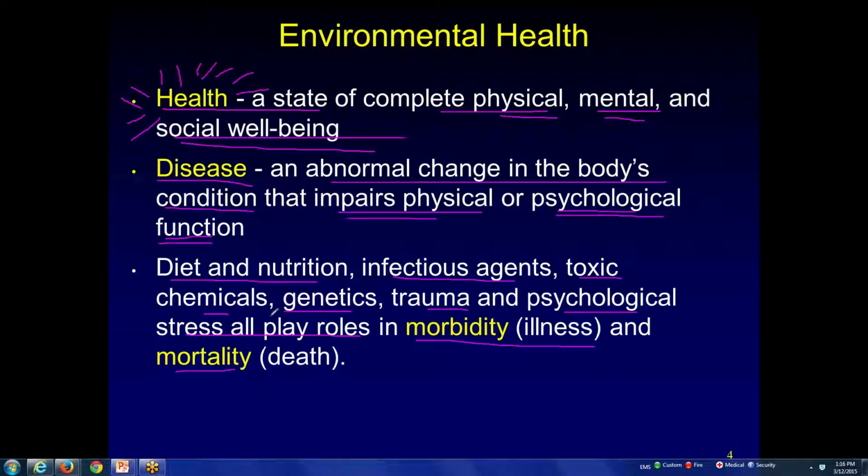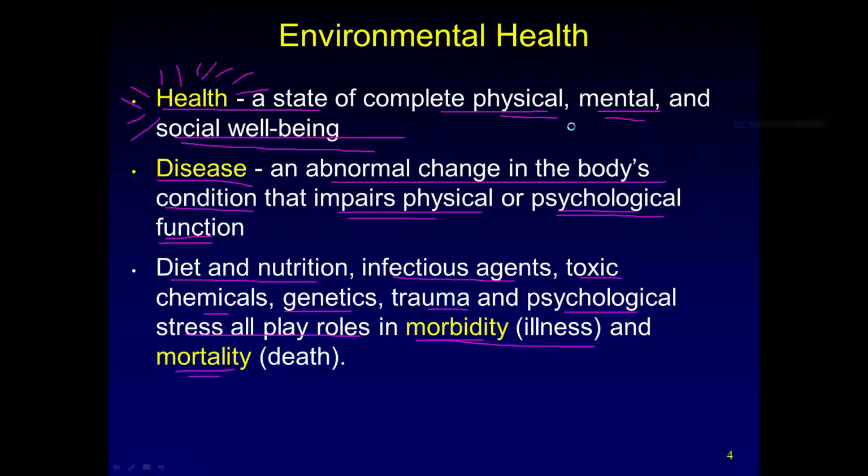And in Chapter 8, we're going to explore how your diet, how your nutrition can affect morbidity and your mortality. Infectious agents, we're going to go through many different kinds. Toxic chemicals like BPA, genetics, which this chapter doesn't explore as much, but which you would explore a lot more in a general biology course. Trauma and psychological stress, like post-traumatic stress disorder, for example. All of these things affect our morbidity and our mortality. So all these factors play a role.